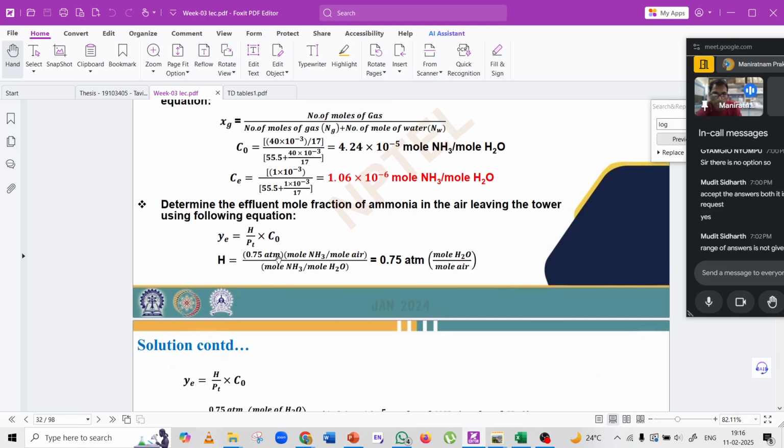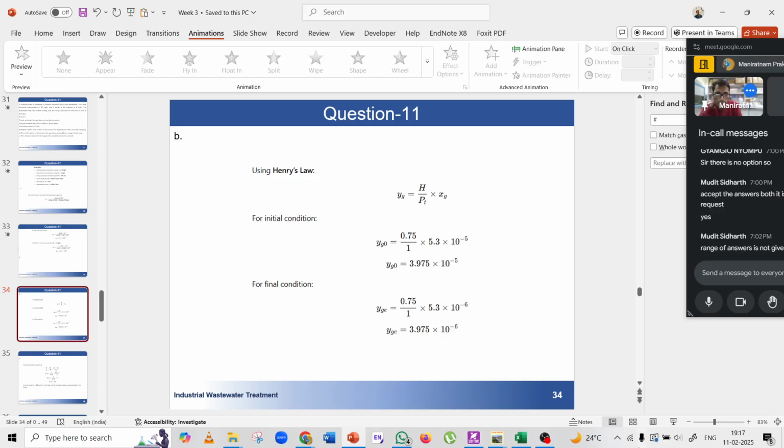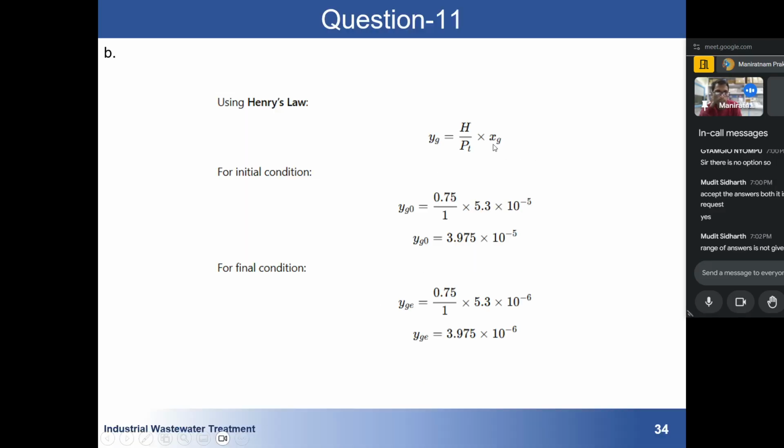Here you can see that we are writing in the form of mole fraction, as the unit is without any concentration. And we know that mole fraction doesn't have any unit, because it is the ratio of moles. So that's why here also I have written it in the form of mole fraction of ammonia in water into mole fraction of ammonia in gas. This is what we have to find, the mole fraction in the gas form.